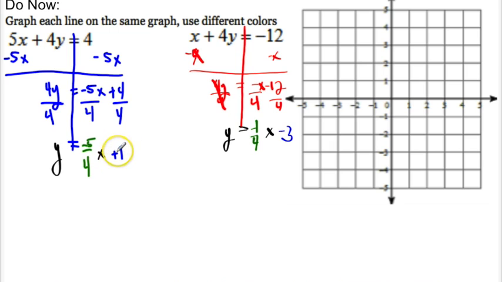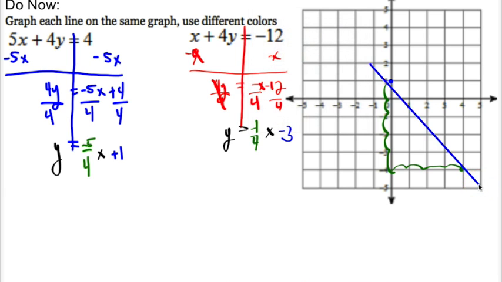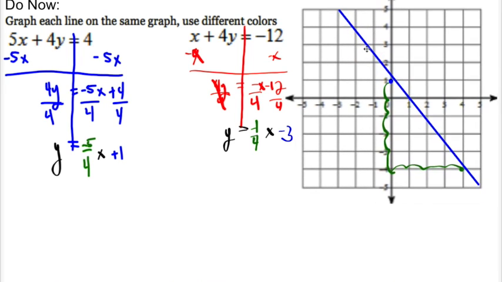Okay, so for this first graph, I'm going to start at positive 1. I'm going to go down 5, and then plus 4. So we're going to go down 5, because negative 5, 1, 2, 3, 4, 5, and then plus 4, 1, 2, 3, 4. And that's my first line. I'll do that in blue, because that's the blue equation I got there. And then the second one, I'll do in red.